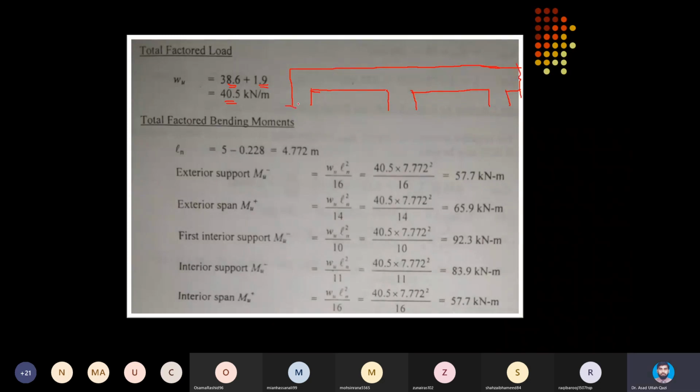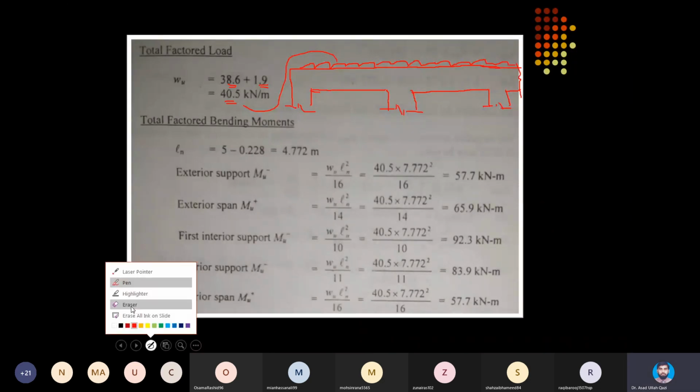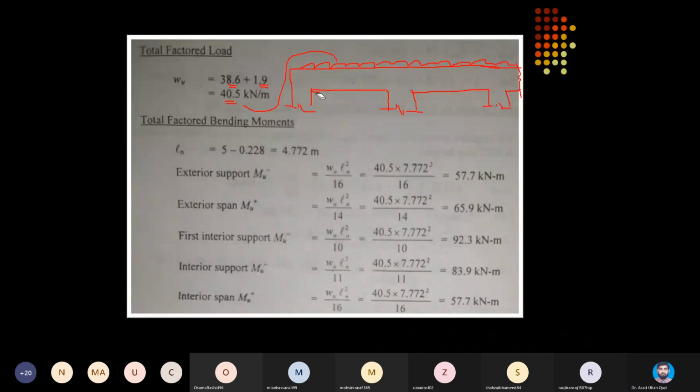So we have a beam column frame, and now this beam is subjected to a UDL of 40.5 kilonewton per meter. Now for this UDL, I will design the beam.